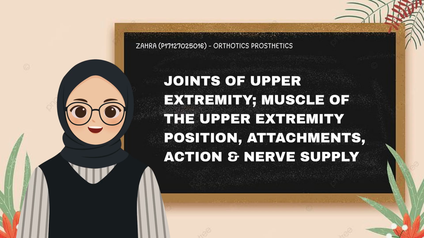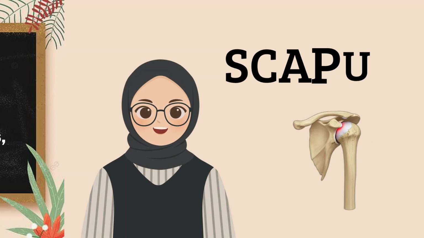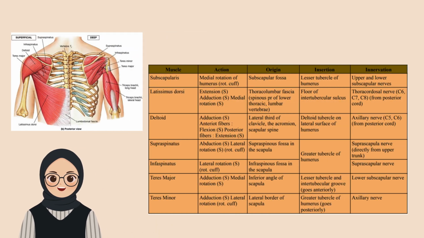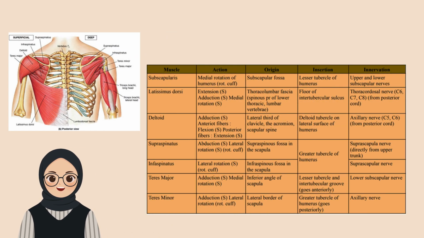In this video, I will discuss the joints of the upper extremity, and the muscles of the upper extremity: position, attachments, action, and nerve supply. First, we will discuss the scapula. In this discussion, I have created a table to make it easier to understand and learn. The columns are muscle, action, origin, insertion, and innervation.